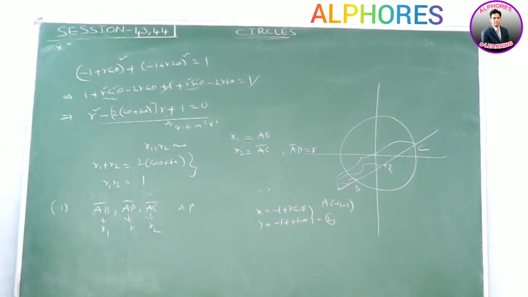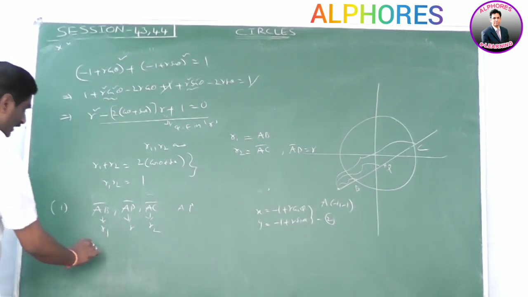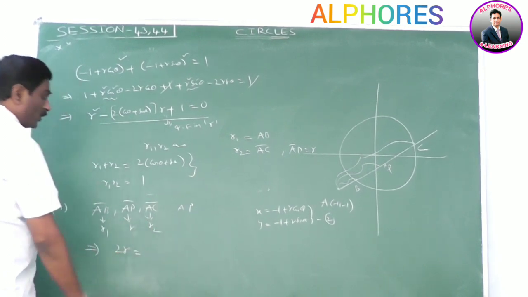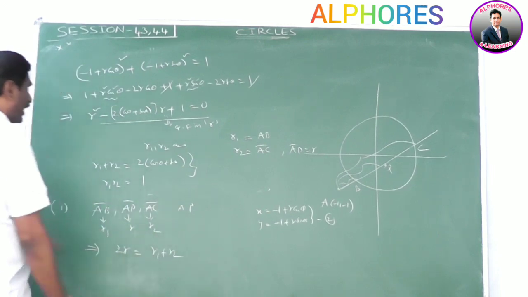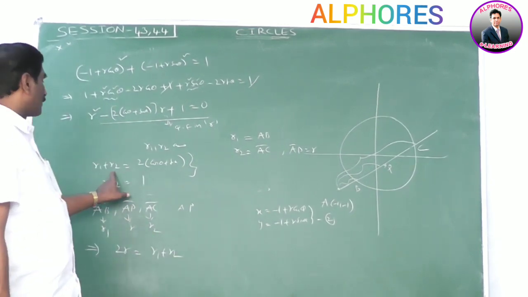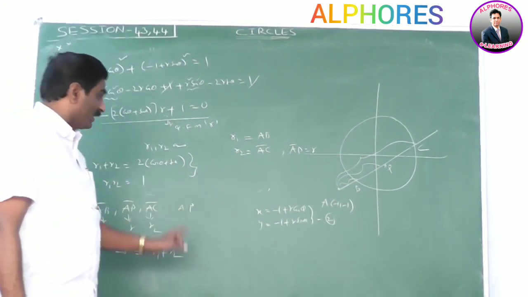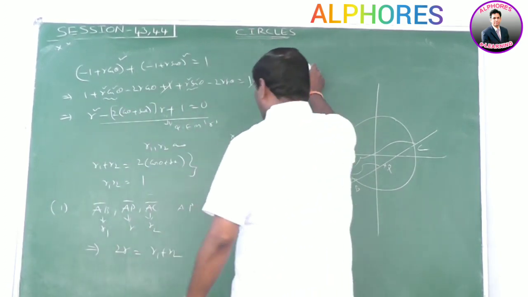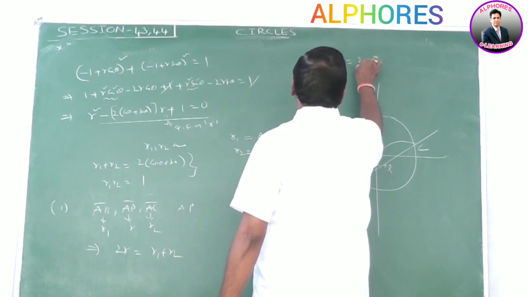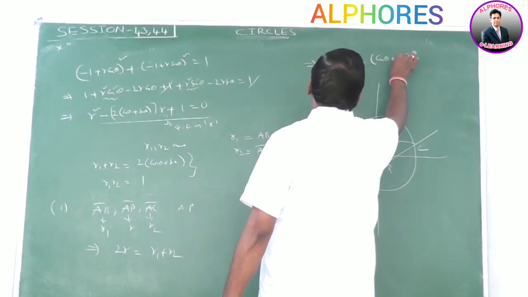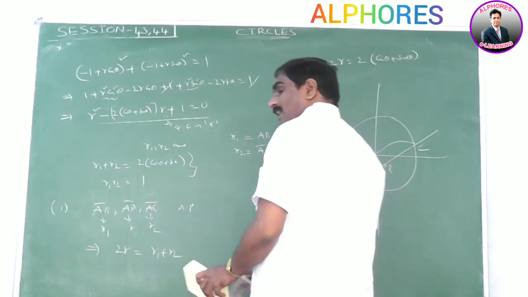If A, B, C are in AP, what is the condition? 2B is equal to A plus C. That means 2R is equal to R1 plus R2. What is the value of R1 plus R2? R1 plus R2 is equal to 2 of cos theta plus sin theta. That means 2R is equal to R1 plus R2, which makes 2 of cos theta plus sin theta. Now we find the locus of P.